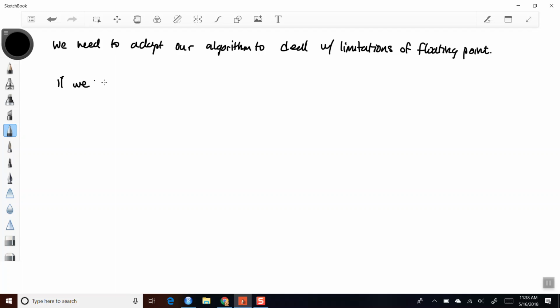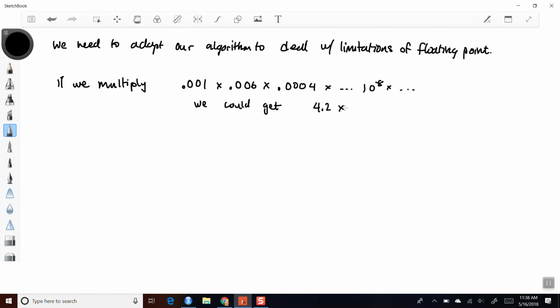If we multiply a bunch of small values together, like 0.001 times 0.006 times 0.0004 times 10 to the minus 8, et cetera, we could get a number like 4.2 times 10 to the negative 480. Some really tiny number. It's a real number, but it's so tiny, because if we're doing the product of probabilities, we could get very tiny numbers.